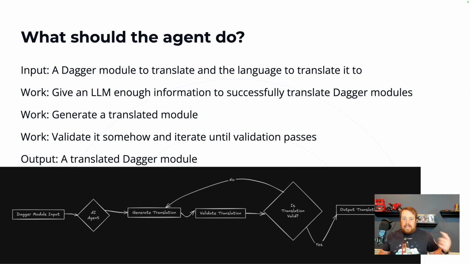And then it needs some validation loop. So we need some way to say, this code that you generated, is it valid? So we'll have some validation function. And then if it's not valid, we need to give that feedback to the LLM so it can iterate on its code until it is valid. And then once it's valid, we'll output this translated Dagger module.